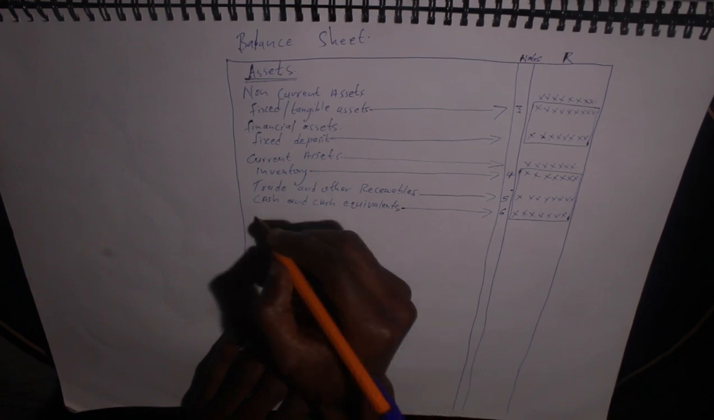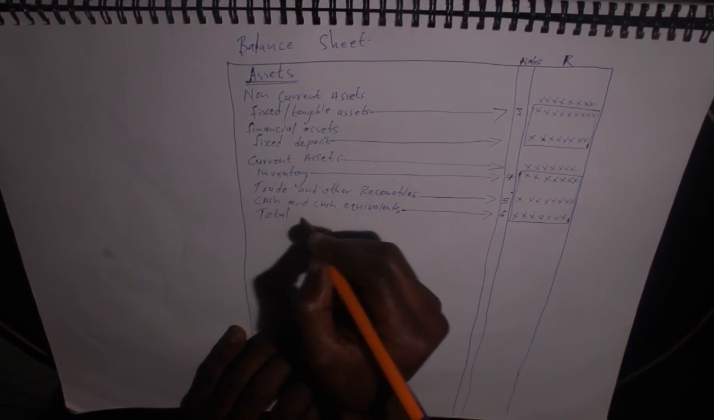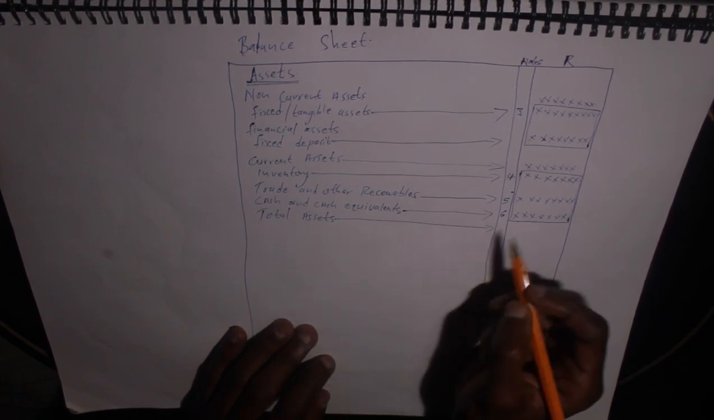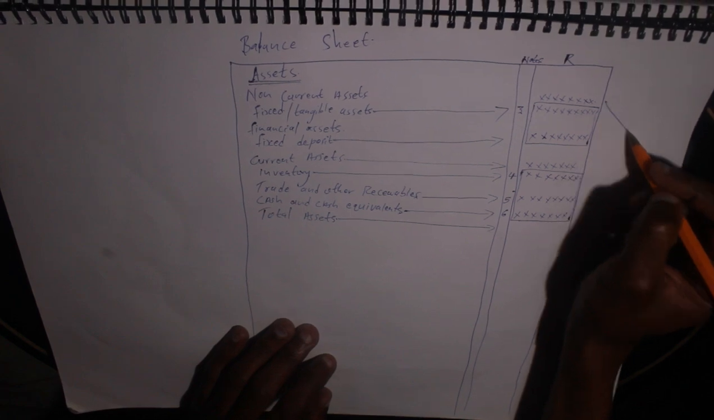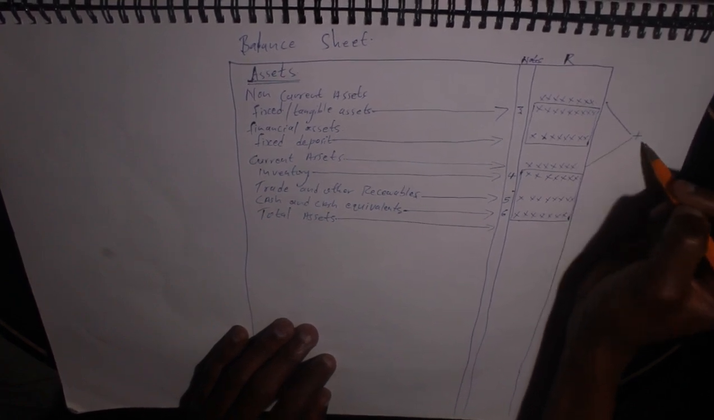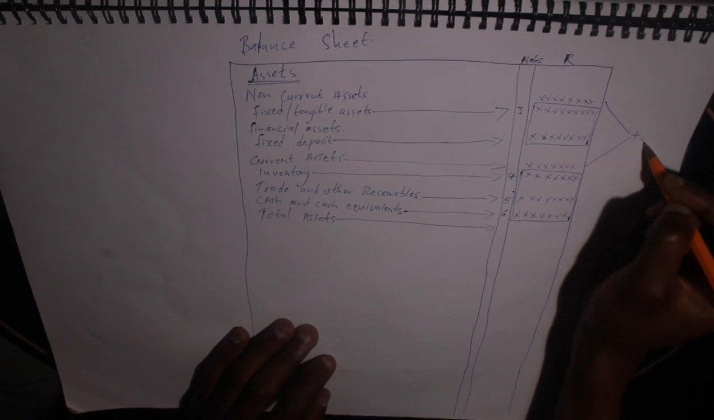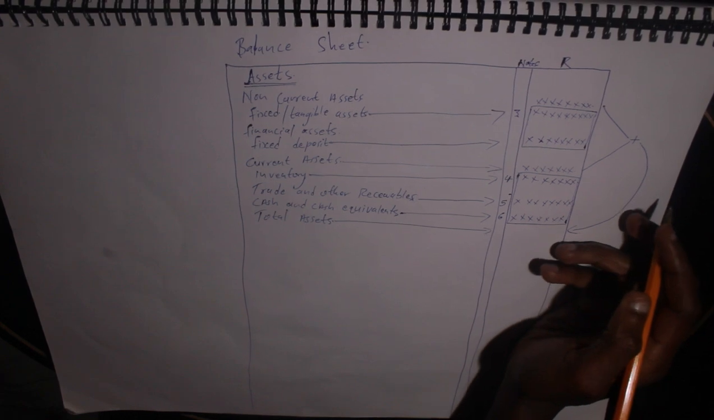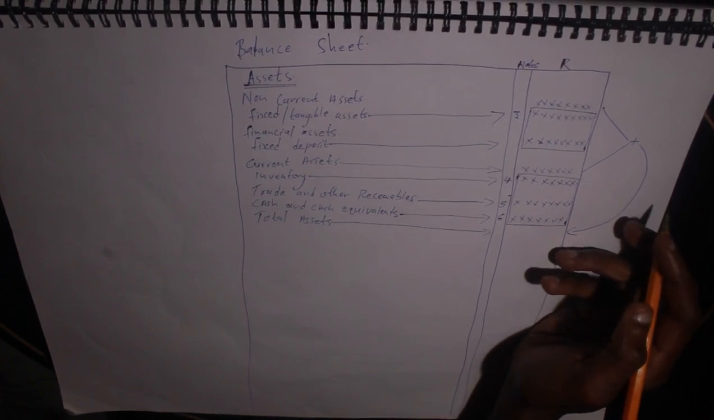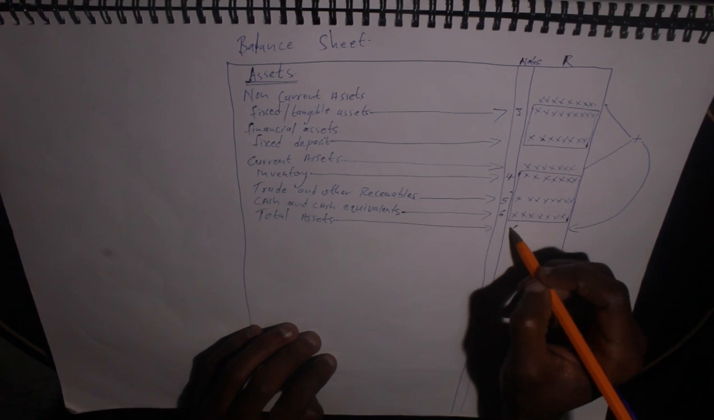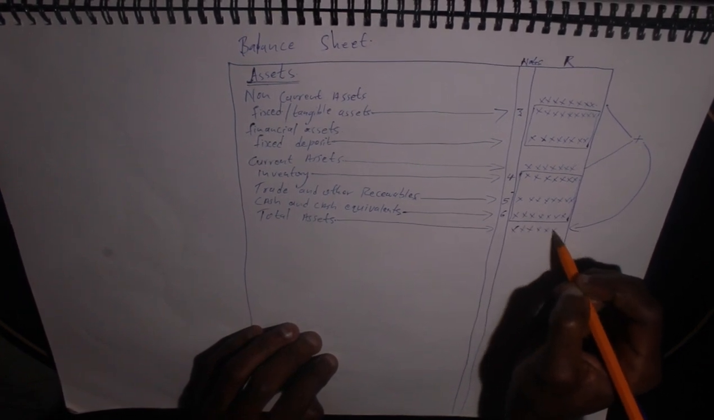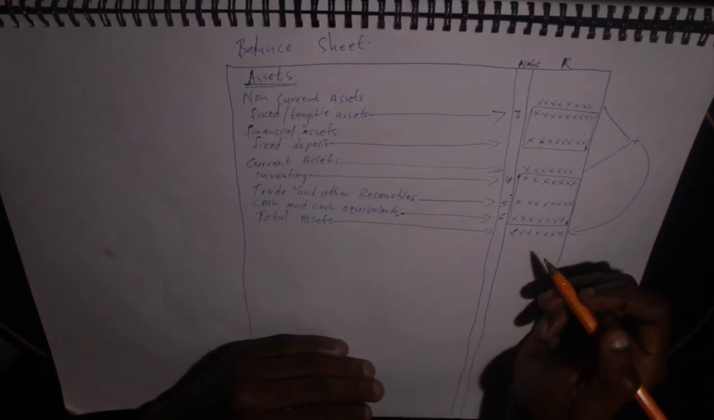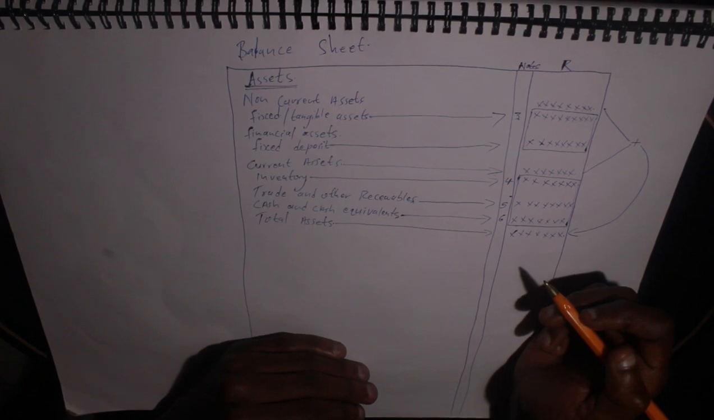Now we want to know the total assets. For us to know the total assets, what are we going to do? Very simple. You simply add your non-current assets and your current assets. This will give us total assets. Then you write the figures here. Perfect. Now we're moving right along with our structure of the balance sheet.